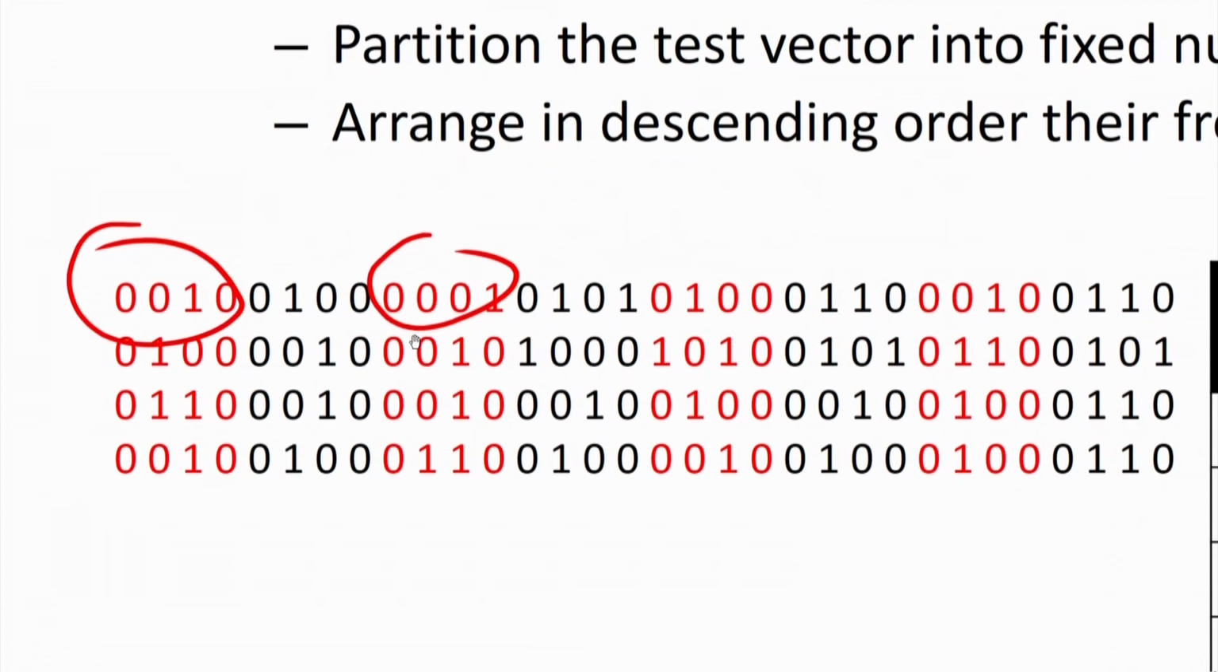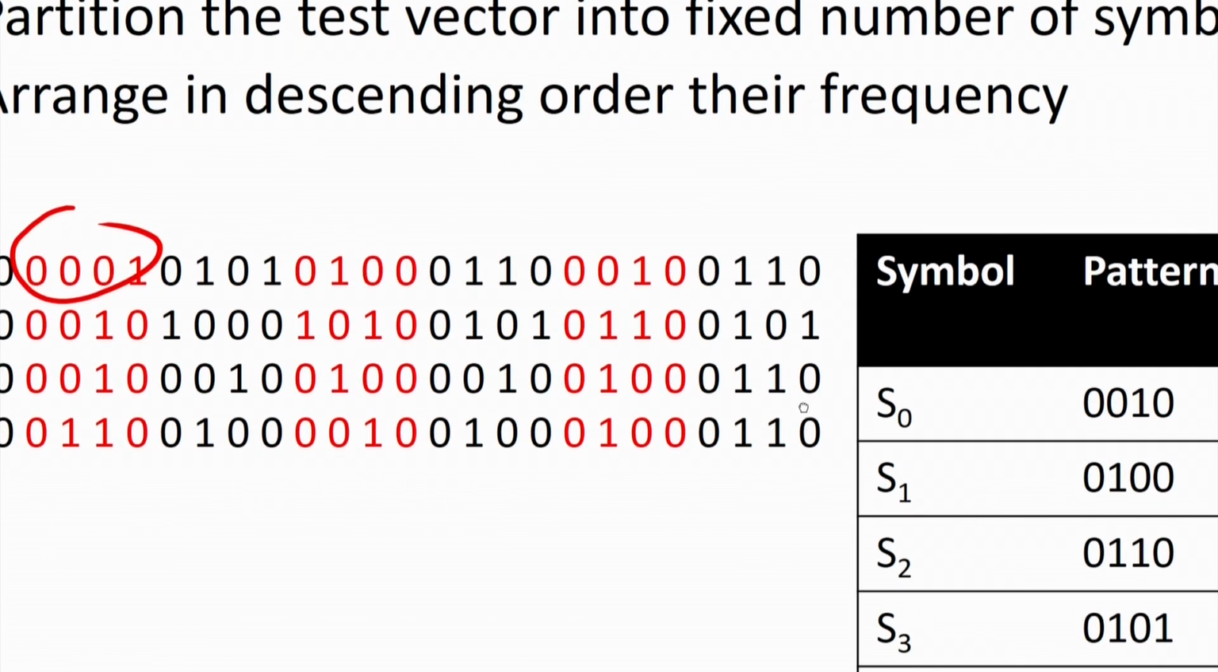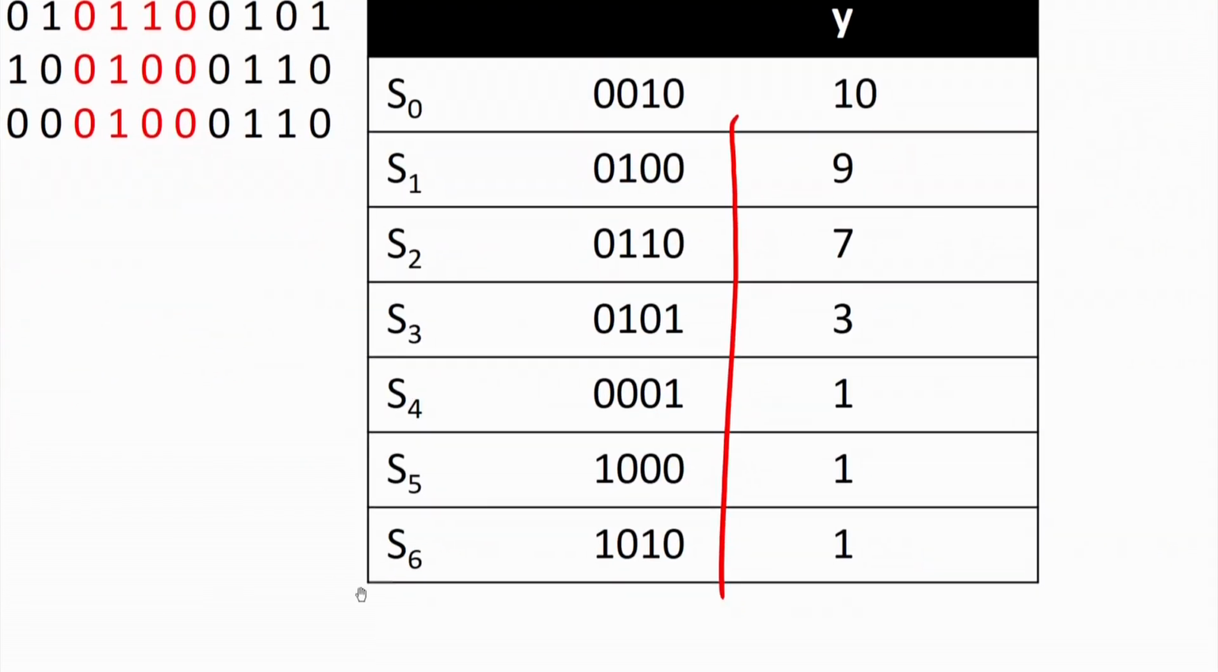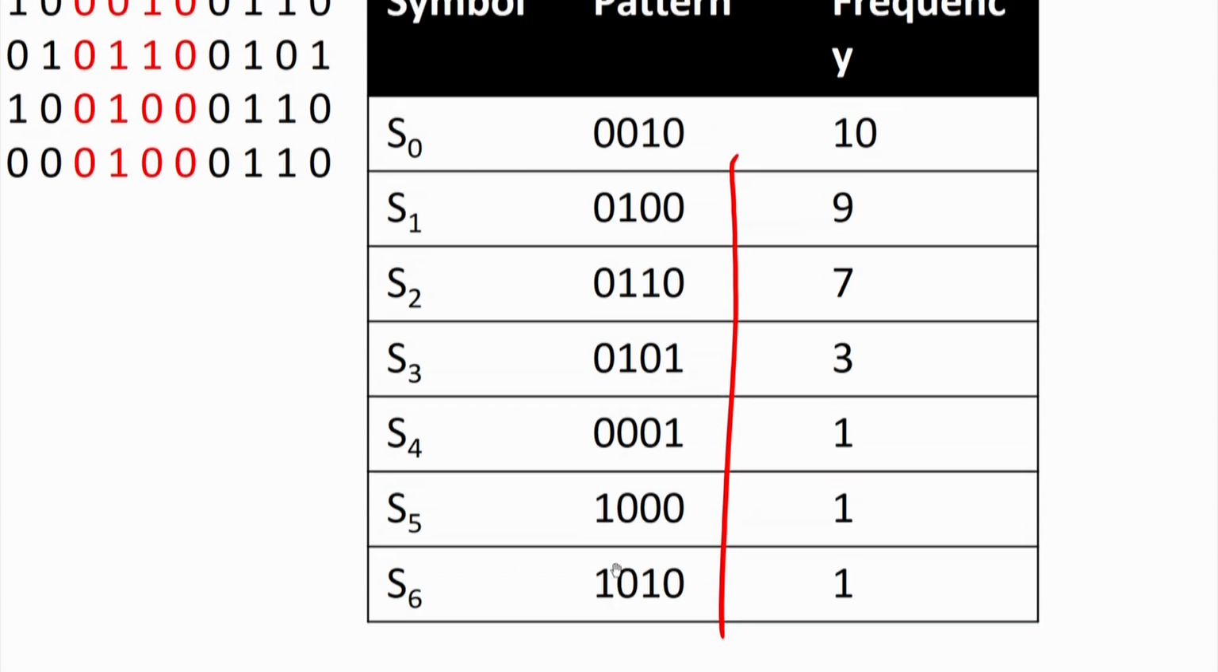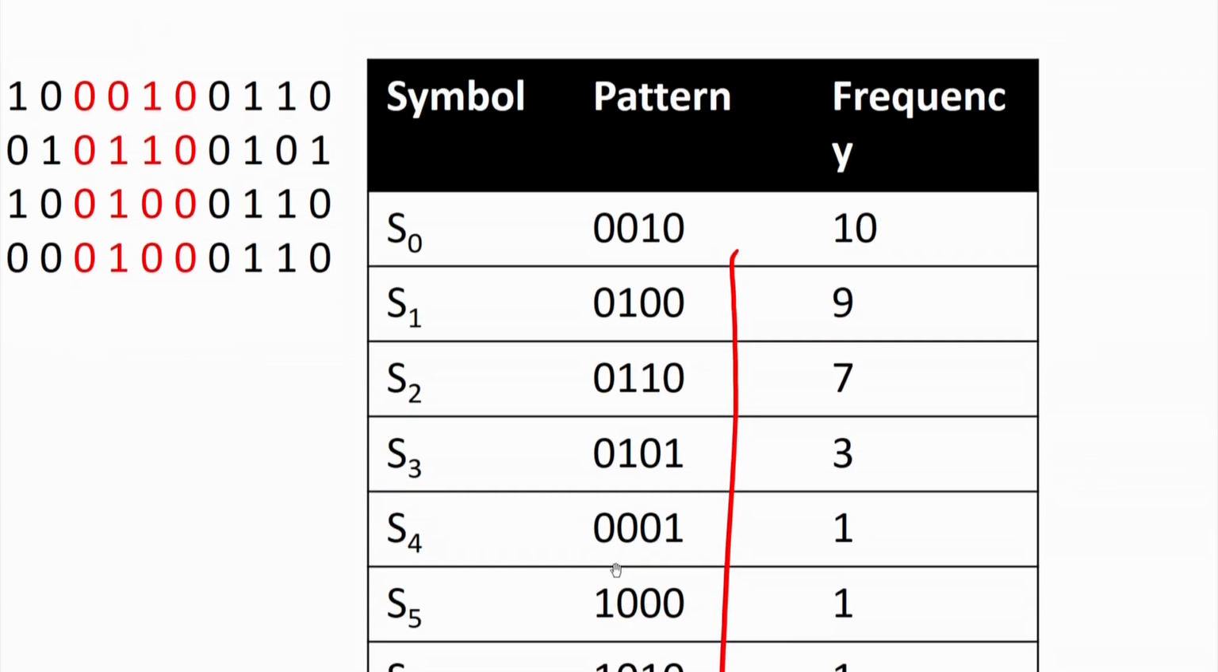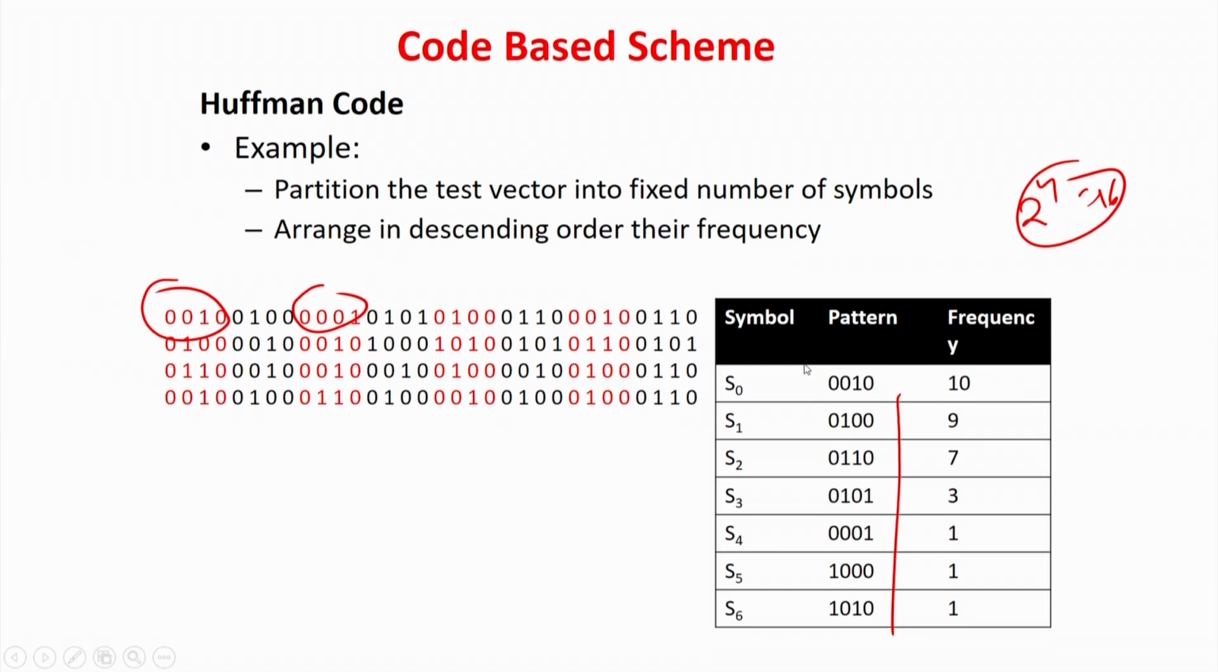So these are the test patterns. I have made groups of 4, and then I am writing the symbols S0, S1 to S6. 7 patterns I have found. Like, I have not found patterns like 1, 1, 1, 1. Doesn't matter. It depends on the test patterns generated, and then I count the frequency. Like S0 is 0010, the frequency is 10. S1 is 0100, the frequency is 9, and so forth. So I have generated this.